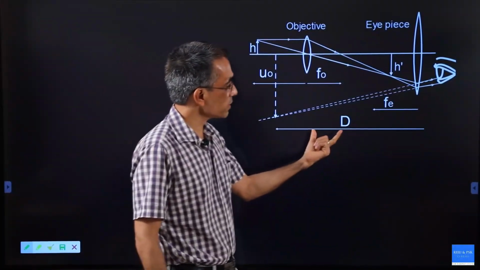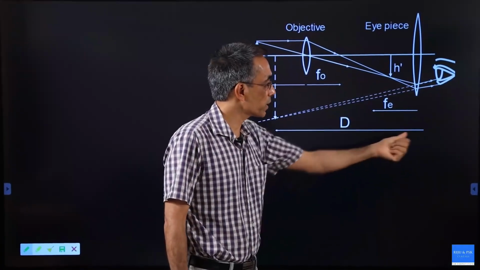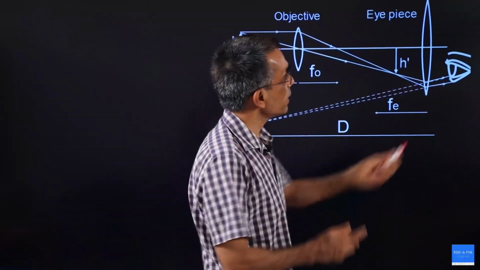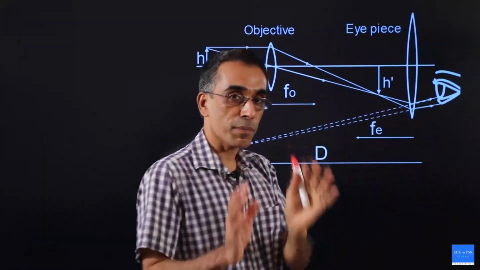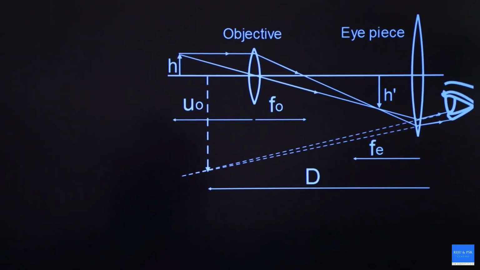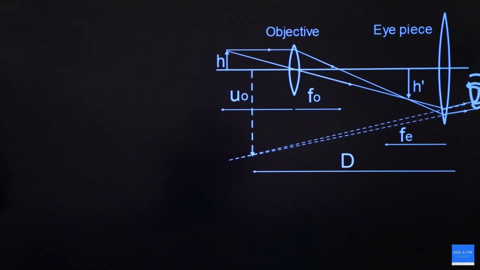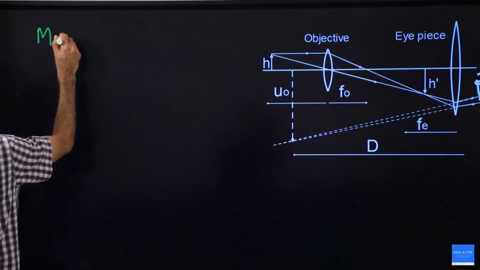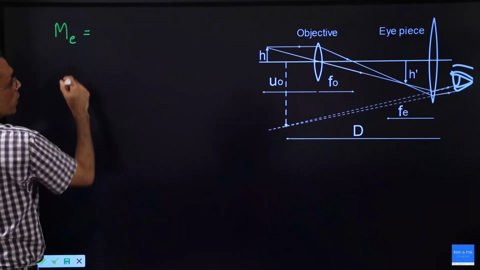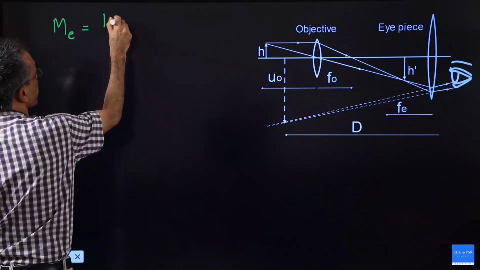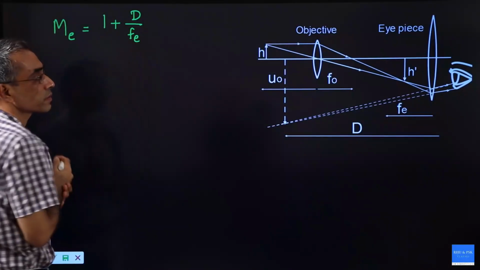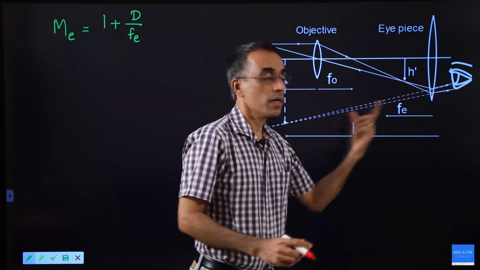Now see, this is a compound microscope with its final image at D, and that means this eyepiece is a simple microscope with the final image at D. So we know the magnification produced by the eyepiece, I call it ME, is equal to, since the final image is at D, 1 plus D by F of the eyepiece. That is the magnification produced by the eyepiece.